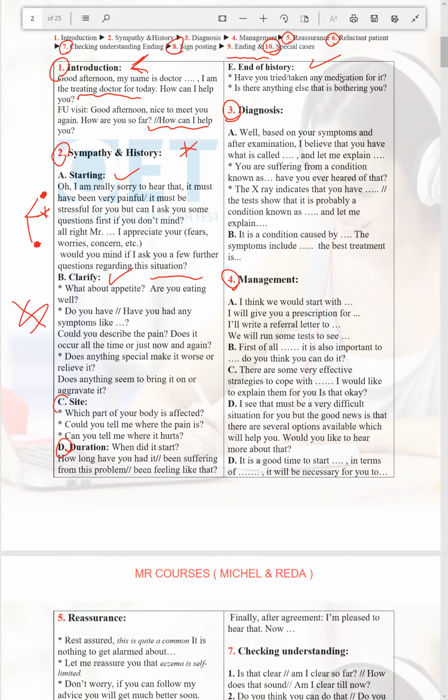And at the end of the history, you will ask him, have you visited your GP for this condition? Have you tried any medication for it? Is there anything else that is bothering you? Or is there anything else that you suffer from? Whatever you pronounce, it will not be assessed.